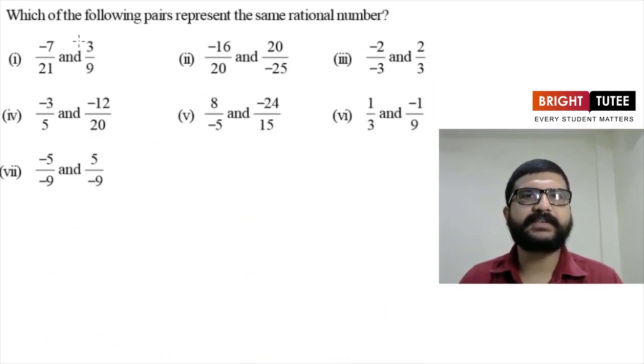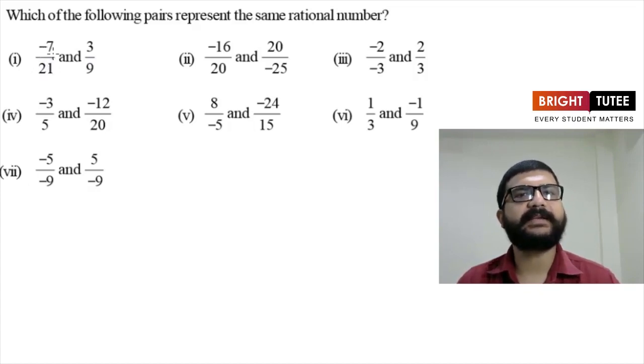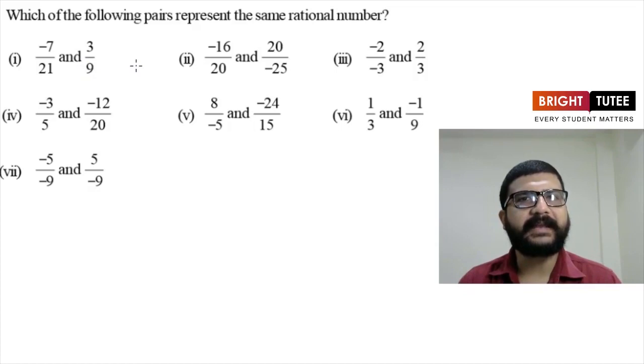Now the next question is, which of the following pairs represent the same rational number? So here the first pair is -7 upon 21 and 3 upon 9. So what do you think? Are they representing the same rational number? See the first rational number, here the numerator is negative and the denominator is positive. It means it is a negative rational number, and the second one is a positive rational number, and a negative and a positive rational number can never represent the same number. So therefore the first one is not representing the same rational number.